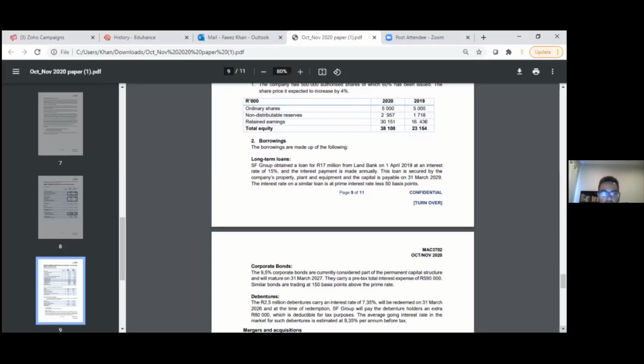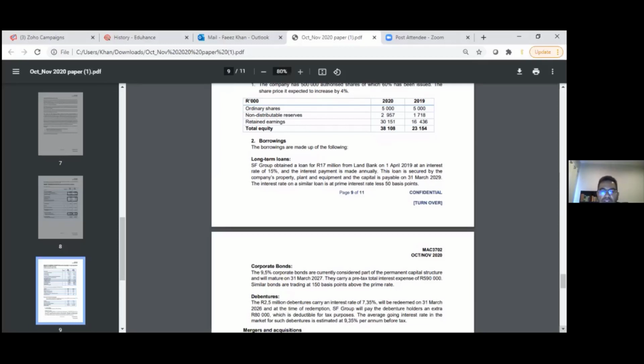Now we go to corporate bonds. The 9.5% corporate bonds are currently considered part of the permanent capital structure and will mature on 31 March 2027. They carry a pre-tax total interest expense of 590. Similar bonds are trading at 150 basis points above the prime rate. Once again, we need to determine whether it's redeemable or non-redeemable, and then which of the two was given, the market rate or the market value.